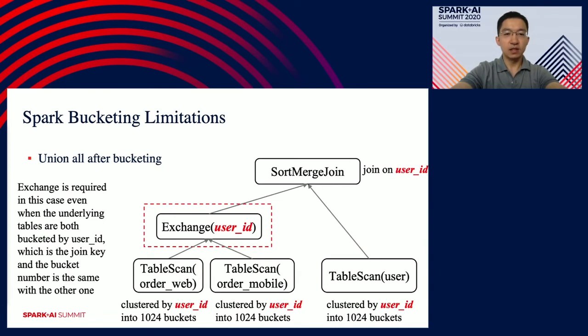The next one is that when we use the union clause, exchange will be needed. For example, maybe the orders come from both web and mobile, and we want to union the order web and the order mobile, and then join them with user ID. In this example, exchange will be introduced because after union, the output partitioning and the output ordering will be set to unknown. Spark SQL cannot know that the underlying tables are bucketed tables, so the exchange will be introduced.